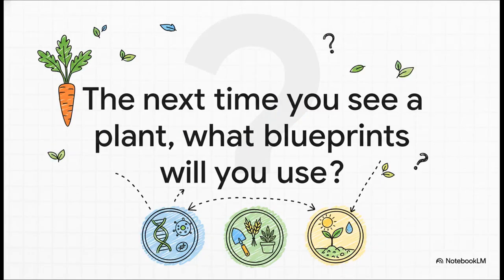So, the next time you see a plant, whether it's in a park, a garden, or your own kitchen, just remember it's not just one thing. It's a biological organism, it's a potential resource for us, and it's a master of its own environment, all at the same time. The real question isn't just what a plant is, but how do you choose to see it? Which blueprint will you use?